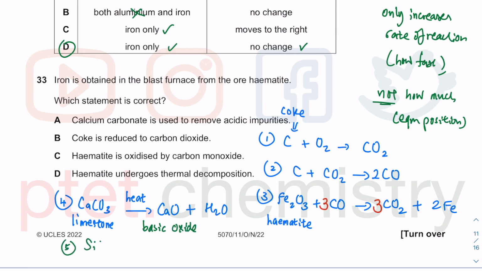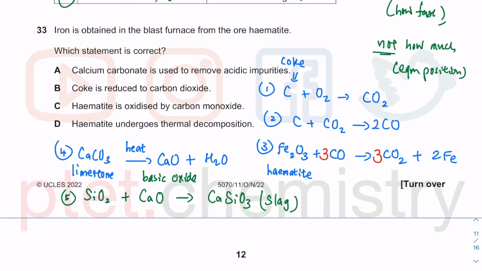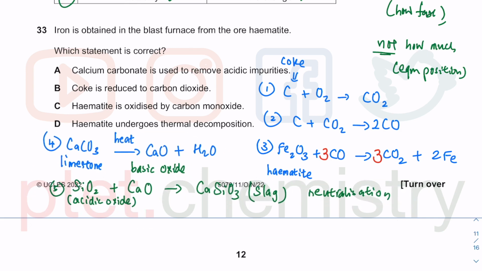Last but not least, you have silicon dioxide, which is an acidic oxide. It can react with CaO at very, very high temperature. You get calcium silicate. This is what you call slag. This is to remove the acidic oxide. This is an acid and base neutralization reaction, as the acidic oxide reacts with the basic oxide, and they give you this calcium silicate, CaSiO3. You should have known about carbonate, so CO3 2-.